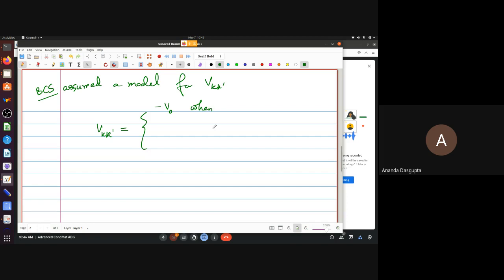And when is this non-zero? When both k and k prime are close enough to the Fermi level. In other words, the energy corresponding to k and the energy corresponding to k prime are both close enough to mu.